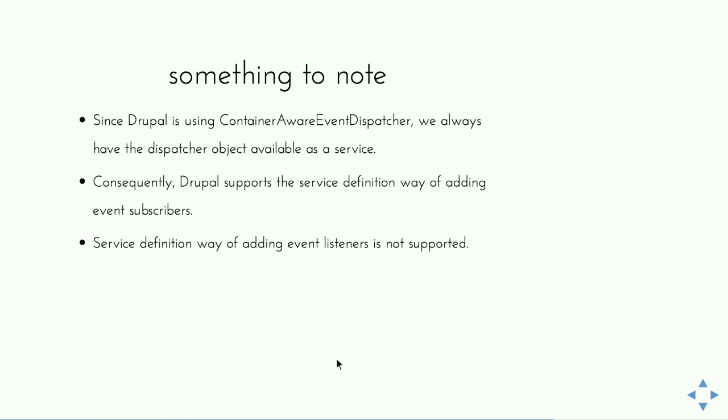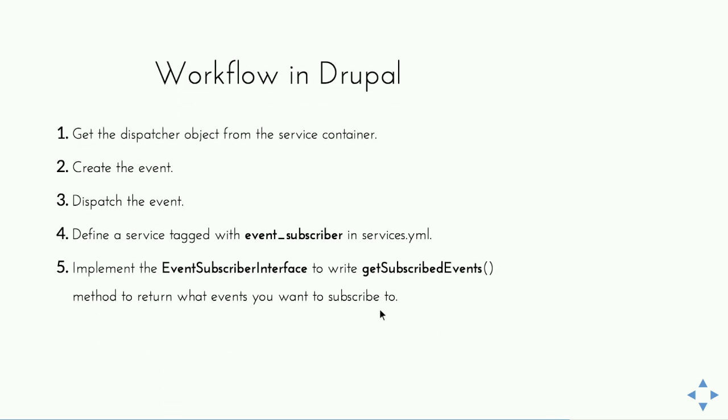Something to note here is that since we are using the container aware event dispatcher, we have to explicitly define our subscribers as services. But we are not yet supporting the service definition way of adding listeners. I think that has been done so as to keep a single way of adding listeners to your event dispatcher. You do not want to confuse people by giving them multiple ways to add certain things. We will take a look at how this has been done later.